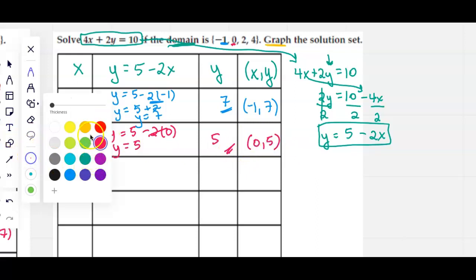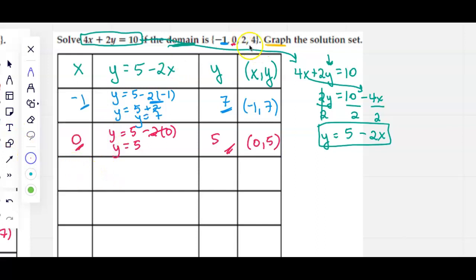We keep moving. So next one, we'll do purple. So we got 2. Once again, that's our x value. So we're going to solve for y. So we keep our y equals 5 minus 2 times x. So it'll be -2 times 2. So replace our x with our 2. And y equals 5, and -2 times 2 is -4. And 5 minus 4 is 1. So our y value is 1, and our ordered pair is going to be 2, 1.